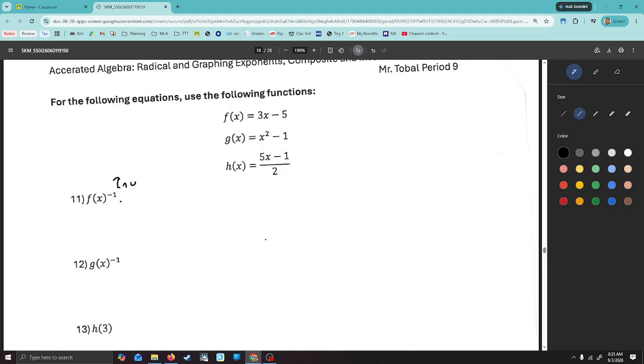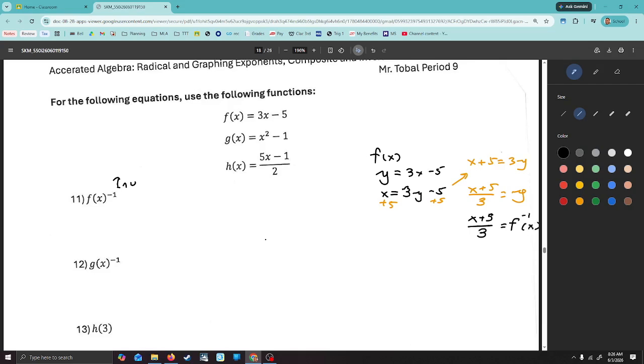So here's the process of inversing. First thing I'm going to do is rewrite f of x as y. So y equals 3x minus 5. Then I'm going to swap x and y. So x equals 3y minus 5. And then my next job is to get y by itself. So plus 5, plus 5. Now you're just doing basic algebra. x plus 5 equals 3y. Divide by 3 on both sides. (x plus 5) over 3 equals y. And then you just change it back. So (x plus 5) over 3 equals f inverse of x.